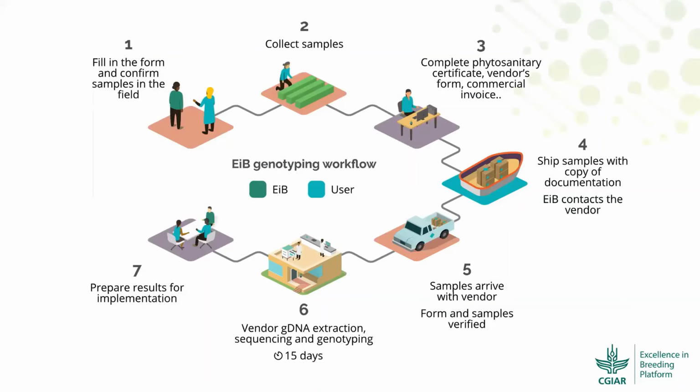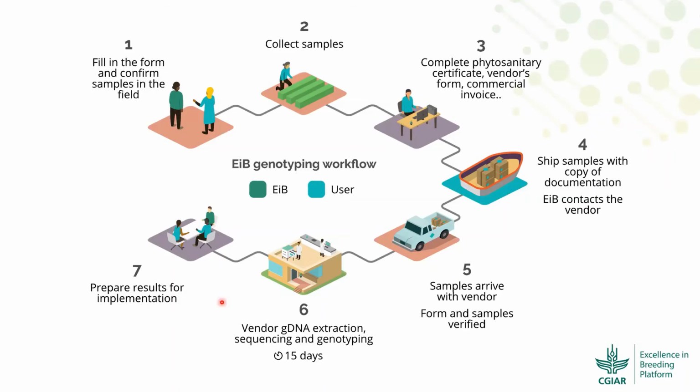It starts by filling the form and confirming the samples in the field, collecting the samples, completing the phytosanitary certificate, the vendor's form, commercial invoice with our help, and shipping the samples with a copy of all documentation. The EiB contacts the vendor to inform that they will receive shortly the samples. When the samples arrive with the vendor, they will check the form and if the samples are in the right conditions. If everything is fine, the vendor will follow up for the DNA extraction, sequencing and genotyping within 10 to 15 days. And we'll prepare the results that will be sent for implementation.